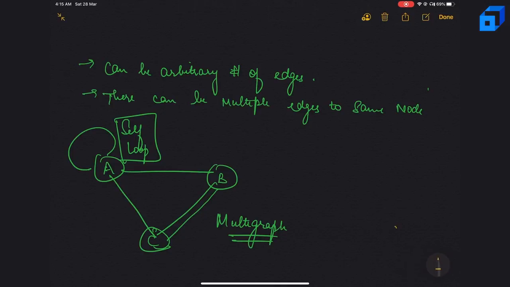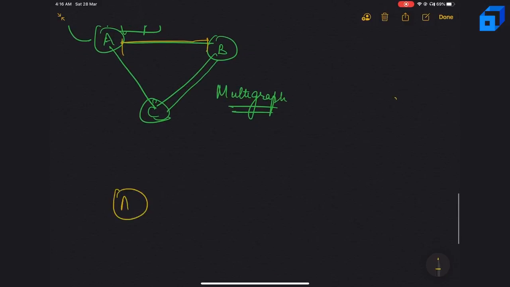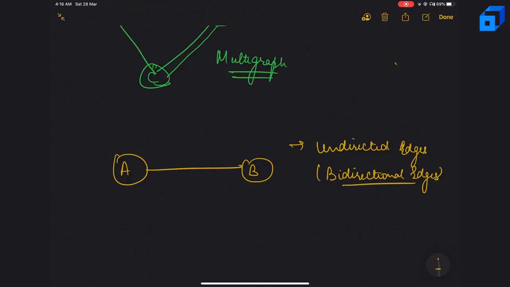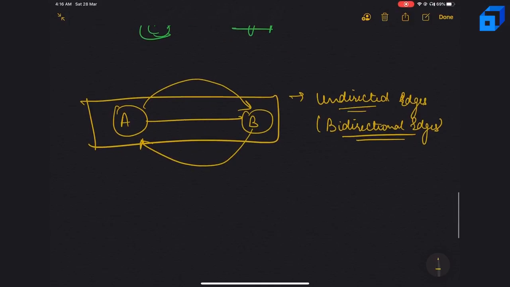Great. Now, let us see some of the properties of the edges of a graph. As we saw till now, the graph has no order or no direction of an edge. Till now, we have seen only edges like A to B, where there is no arrow. Such edges are known as undirected edges. Also, they are known as bidirectional edges. What bidirectional basically means is that in this particular edge, there is a relation from A to B, as well as a relation from B to A. So, other than undirected edges, there are directed edges.